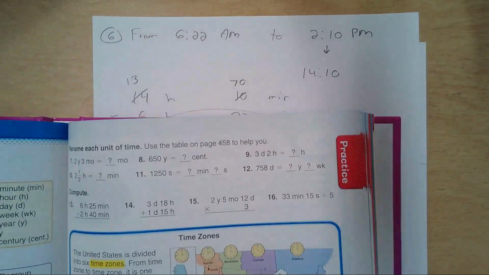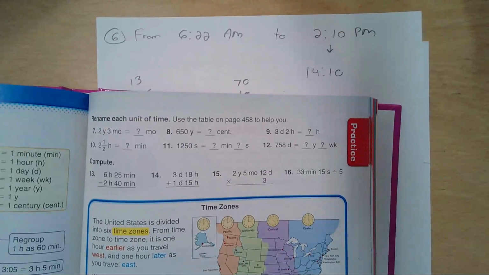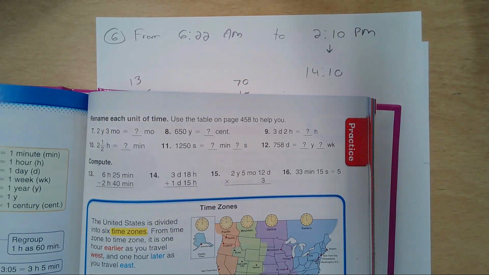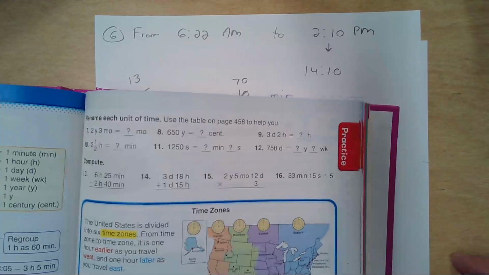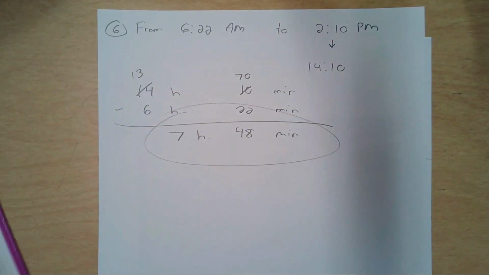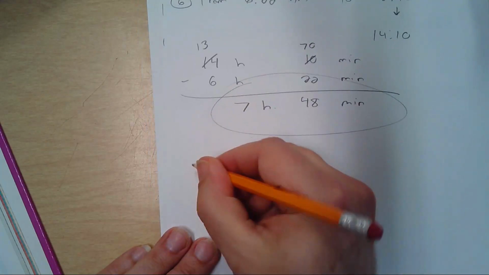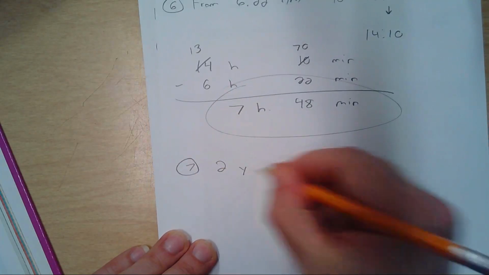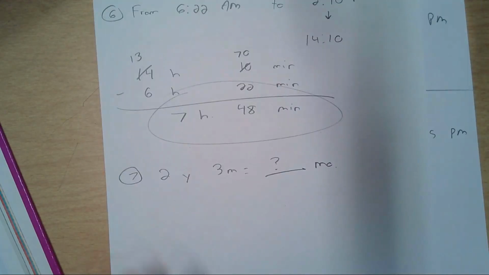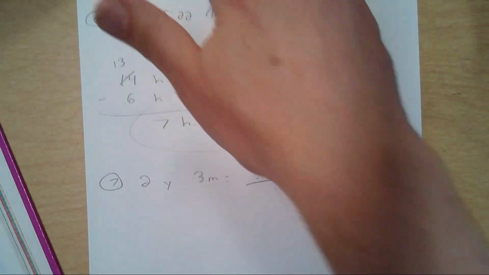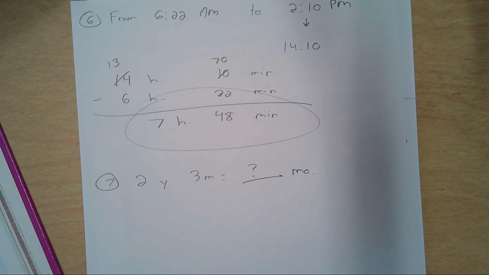Okay, other side here. 7 through 12, once again, we're just converting to different units of measure. There's where we start, there's where we end. Number 7 says 2 years, 3 months equals how many months? You can probably figure this out yourself, but I'll pull a stick and let somebody walk through the process. So 2 years, 3 months is how many months? And how do I figure it out?